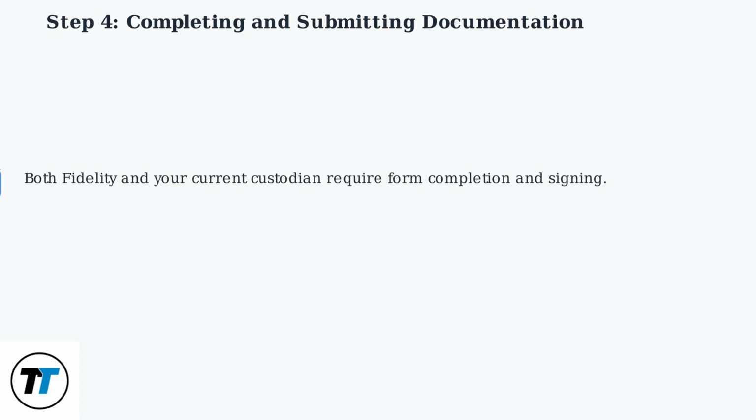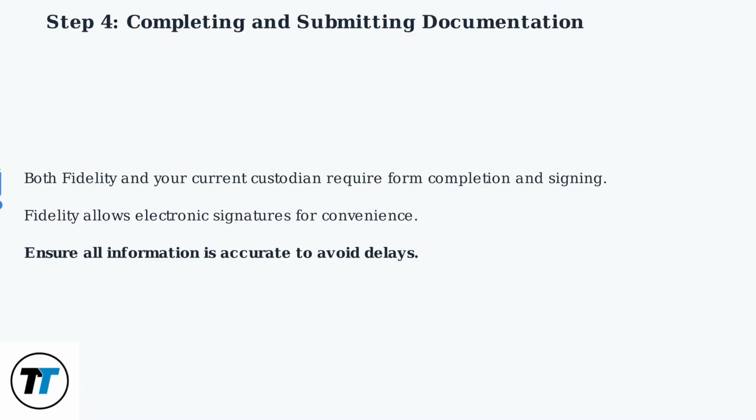Step 4 focuses on completing and submitting the necessary documentation for your Roth IRA transfer. Both Fidelity and your current custodian will require you to complete and sign specific forms to initiate the transfer. Fidelity often allows electronic signatures for added convenience, streamlining the process. Ensure all information on the forms is accurate to prevent delays in processing your transfer. Fidelity may also require you to verify your tax ID as part of their compliance procedures.